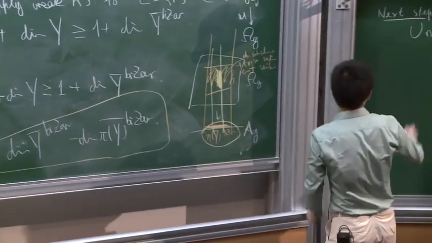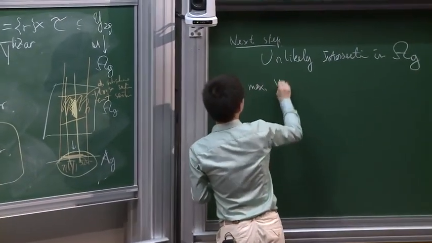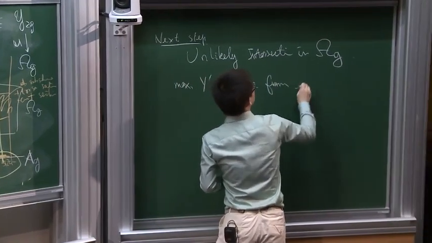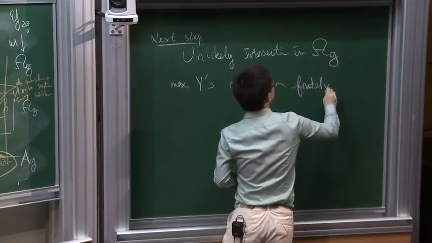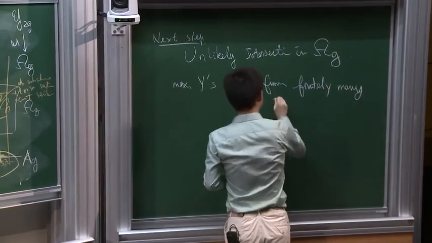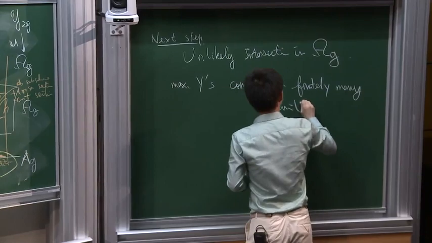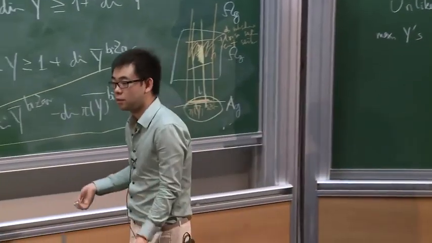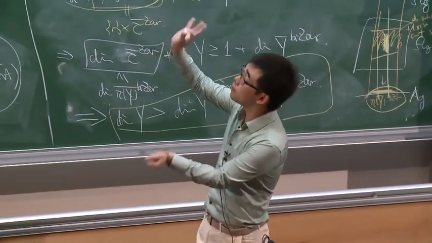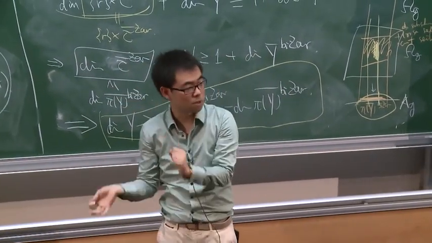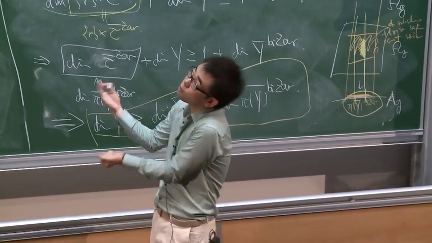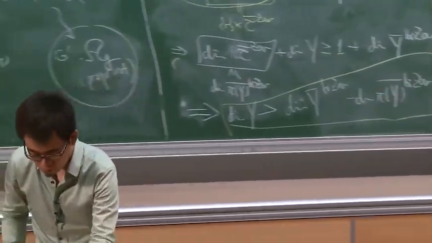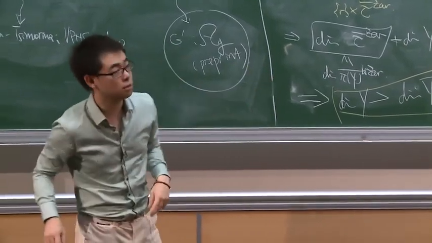So we can show that those maximal y's come from finitely many families. So eventually this ad hoc union becomes a finite union, so that for any x this union will be Zariski closed, and also we can prove a criterion for when this Zariski closed subvariety is the whole thing. That is just the unlikely intersection part.